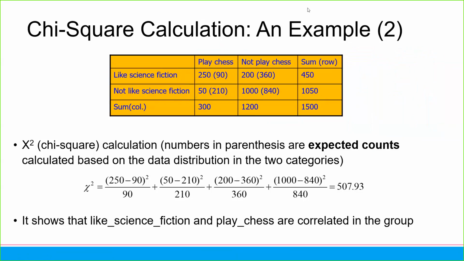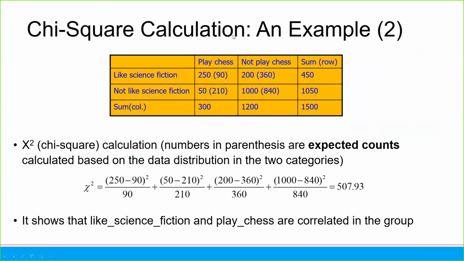The numbers in the chi-square calculation, the numbers in the parentheses are the expected counts. So I know the actual data is 250, but I'm expecting only 90 for this data. I know the actual is 200, but I'm expecting 360. Okay, so that's the meaning of the numbers in the brackets.